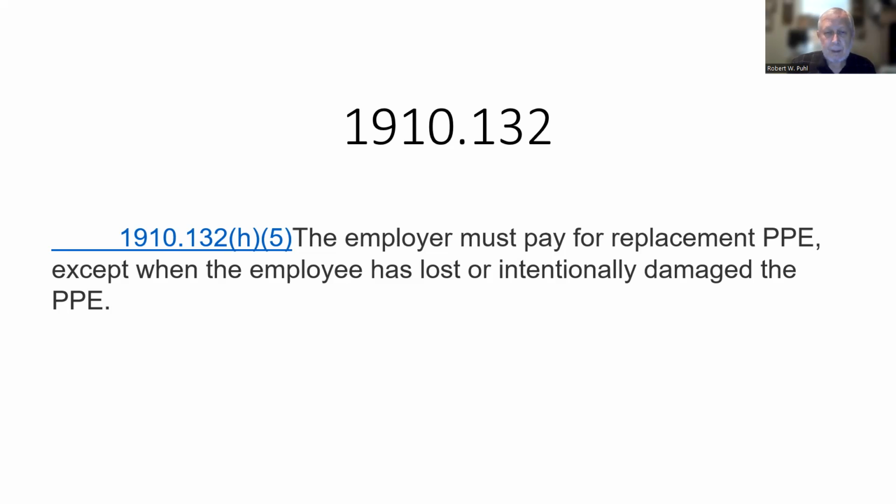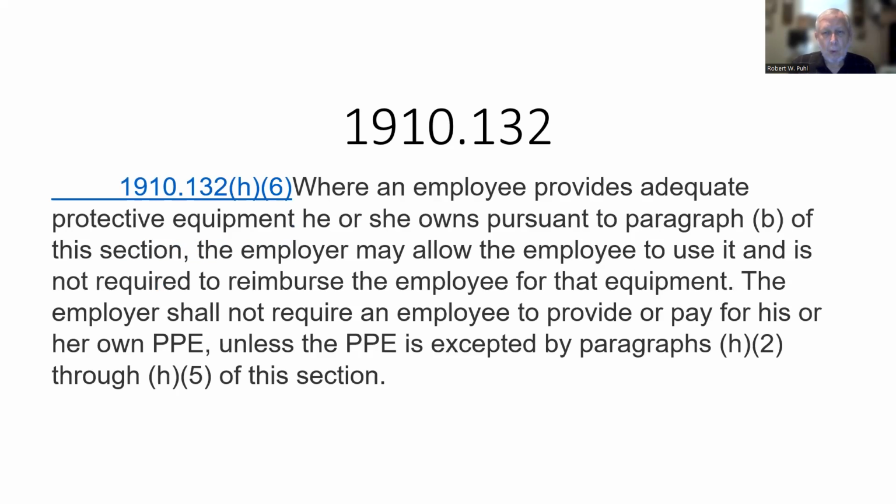Where an employee provides adequate protective equipment he or she owns pursuant to paragraph B of this section, the employer may allow the employee to use it and is not required to reimburse the employee for that equipment. The employer shall not require an employee to provide or pay for his or her own PPE unless the PPE is excepted by paragraphs H2 through H5 of this section, which we just covered.